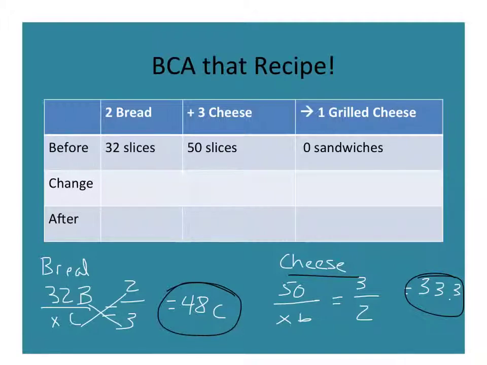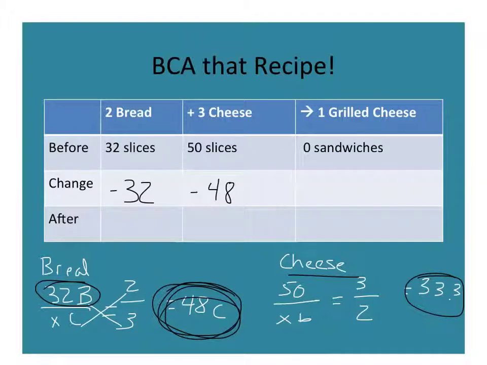So we are going to use all of our bread. So we're going to subtract out 32 slices of our bread, and then we're going to subtract out 48 slices of cheese, because if we use all 32 slices of bread, our proportion tells us that we're going to use 48 slices of cheese.